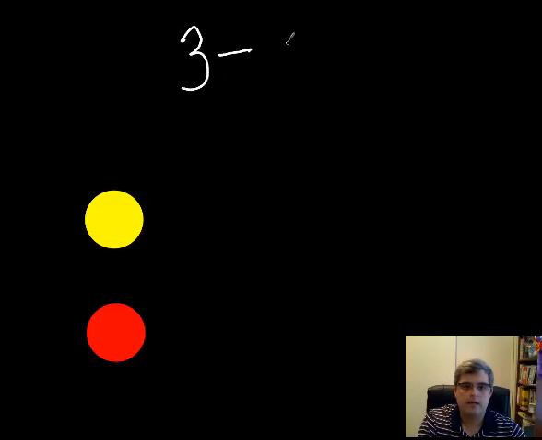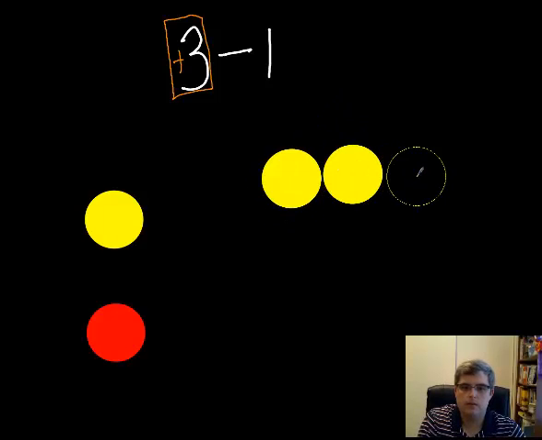3 minus 1. This is actually way easier than you think it's going to be. So we're going to start with our color counters. First off, we need to box the number and the sign in front. Our first number is 3, but there's no sign in front. Remember, if there's no sign in front of that first number, we assume it to be positive. So, positive 3. How do we draw a positive? Right, we need 3 yellow counters.